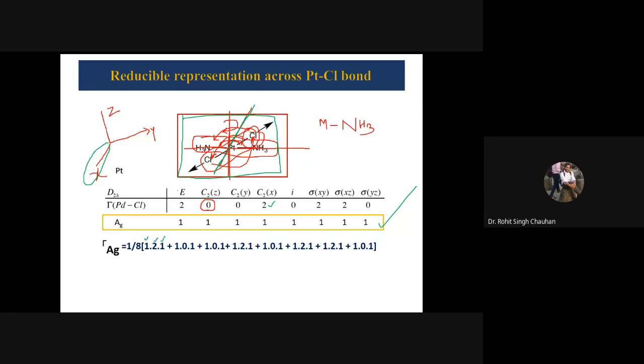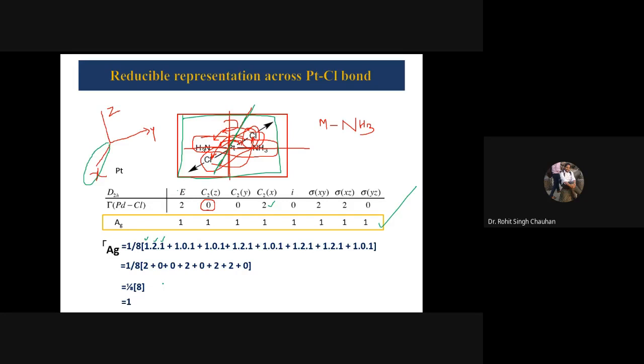Okay. Next, what will happen in the case of C2z? 1, how many symmetry elements? C2 1, contribution 0, and then A1g 0. Like this way we have solved it. Now see, I will not discuss about this. So the contribution of Ag is 1.